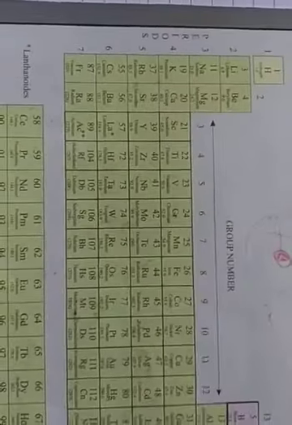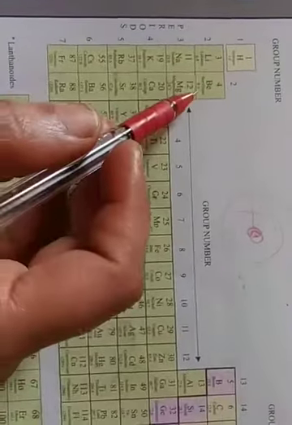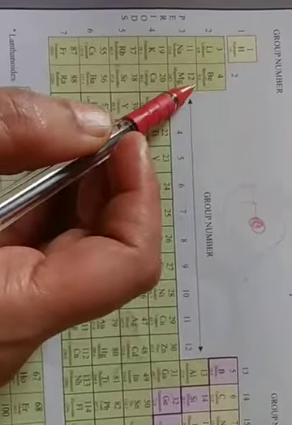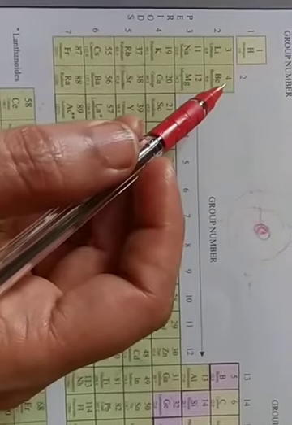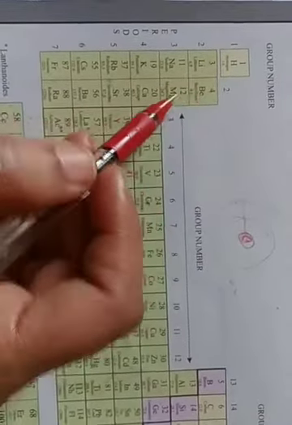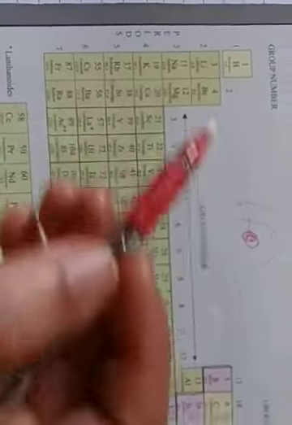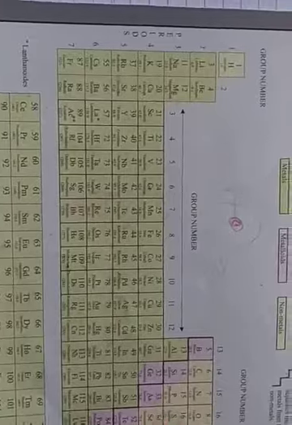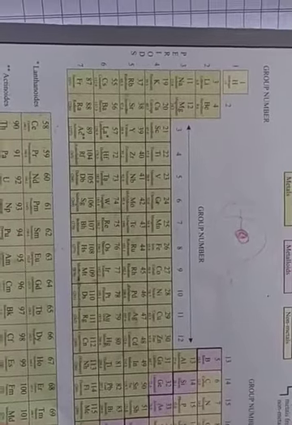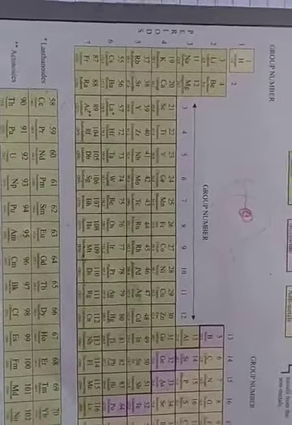We know that metals form positive charge. They have a tendency to lose electrons. More tendency to lose electrons means more metallic character. Less tendency to lose electrons, but a tendency to accept electrons, means non-metallic character.